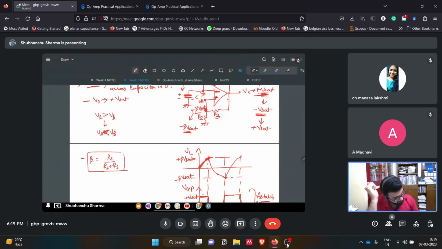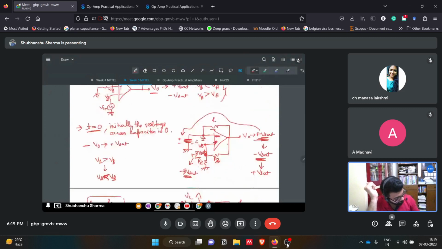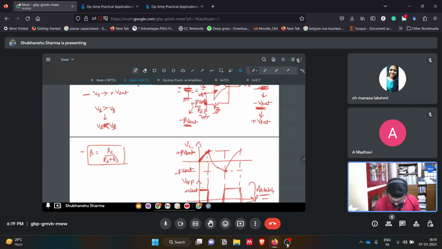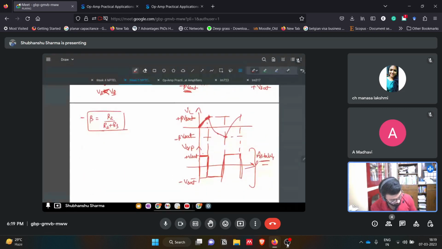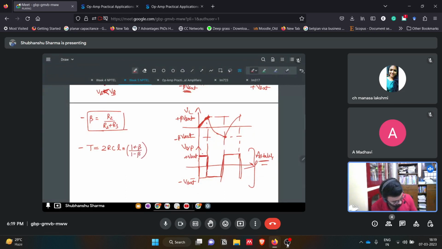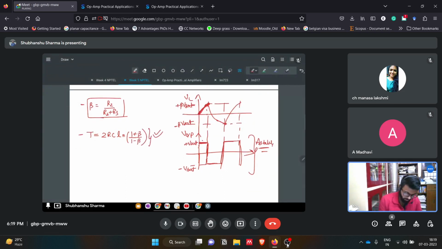Because we have R2 as this resistance, and R3 is the resistance joining the output voltage and the non-inverting terminal of the op amp. Now we also know that the time period of this circuit is T equals 2RC ln (1 plus beta upon 1 minus beta). But how do we achieve this? We'll see that also. So how do we achieve this voltage?